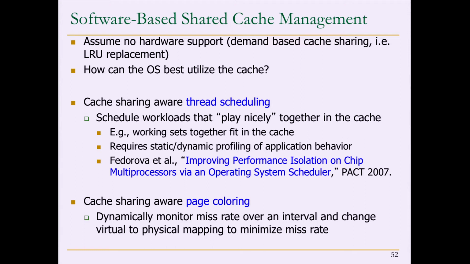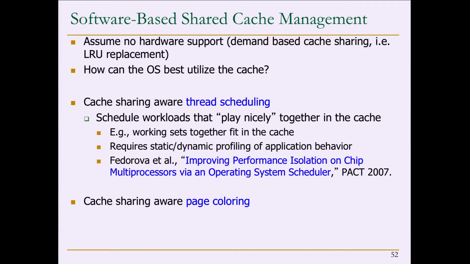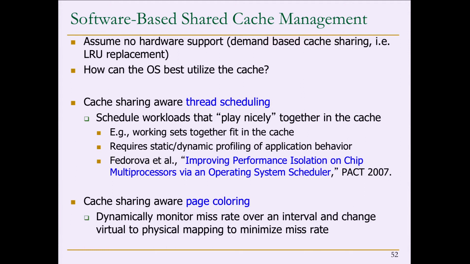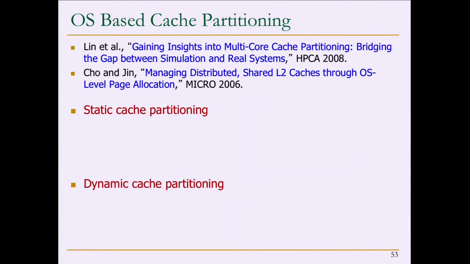We're going to talk more about cache sharing aware page coloring, basically how to partition the cache at the operating system level. And the idea will be to monitor the miss rate dynamically over an interval and change the virtual to physical mappings to minimize the cache miss rate. Of course, you could minimize something else also, but if you do this, you could minimize the miss rates. Right? You can try out different partitions again. So in a sense, it's a bit similar to utility-based cache partitioning in the sense that you need to decide the partition size, but the way we do the partitioning will be very different.